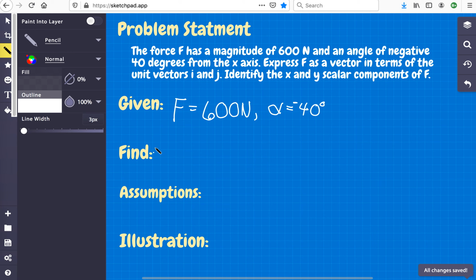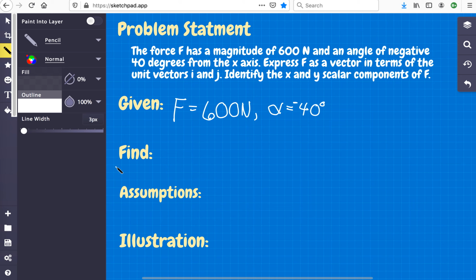All right. So is that everything that's given? Well, in reality of this problem statement, yes, it is. There is more that's given in this problem, but that's all we need to start to look and find our solution. Next, we want to describe the find.